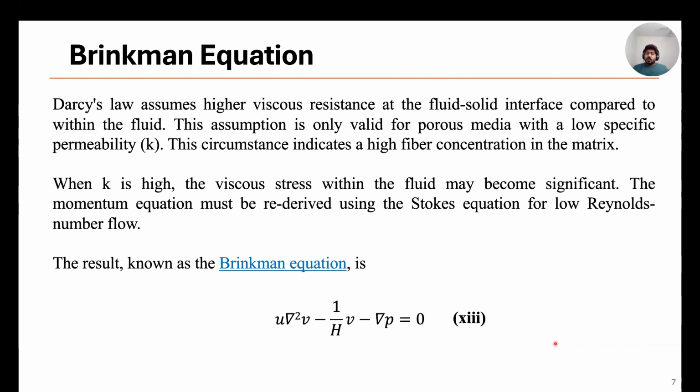That is why we need to rederive the momentum equation for low Reynolds number, which leads us to the Brinkman equation, the second part of fluid flows. In these scenarios, the specific permeability of the porous medium is substantially less than the squared characteristic length. Therefore, microscopic changes in fluid velocity must be considered. Equation 13 here refers to the Brinkman equation.